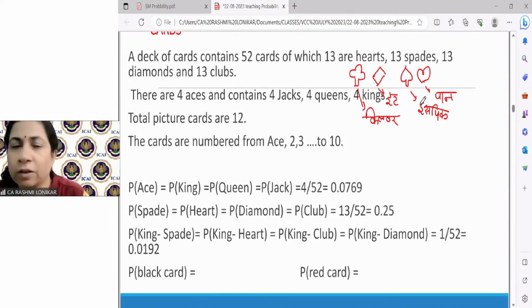Okay, so if I'm talking about 52 playing cards, remember half of them are red and half of them are black. Everybody knows that much. So which are the black ones? The black ones are the club and the spades. So those are the black colored ones.